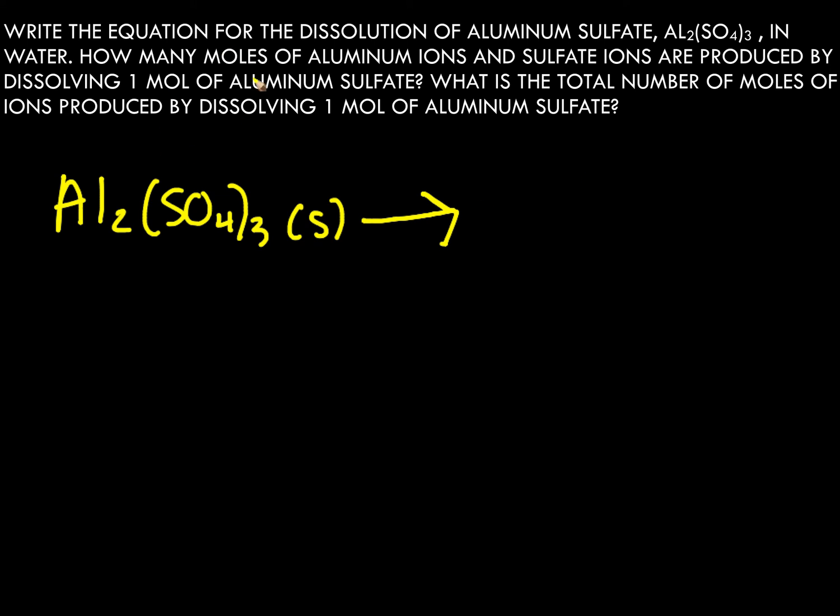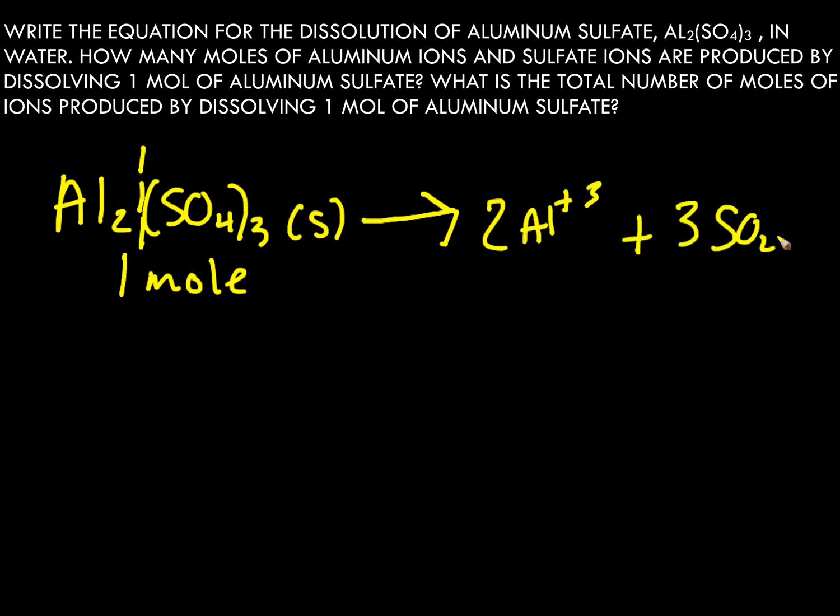Well, first off, it says in water, how many moles of aluminum ions and sulfate ions are produced by dissolving 1 mole of aluminum sulfate? So what is the total number of moles of ions produced? So let's break this apart. I'd have 2 Al plus 3 plus 3 SO4 minus 2. If I added these together, I'd have 2 moles of Al plus 3 and 3 moles of SO4 minus 2. That would make 5 moles total.